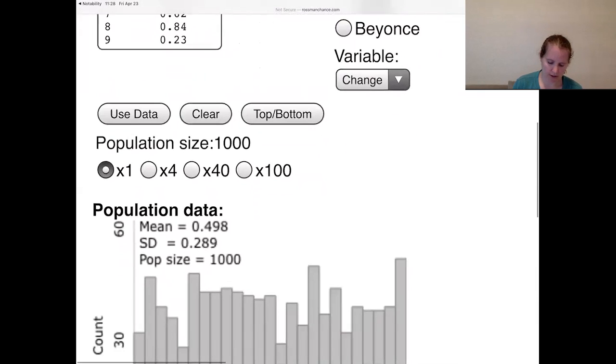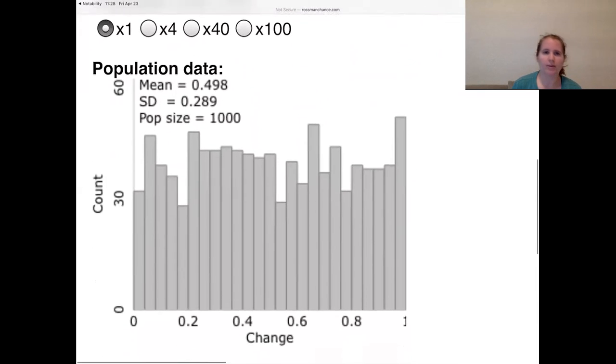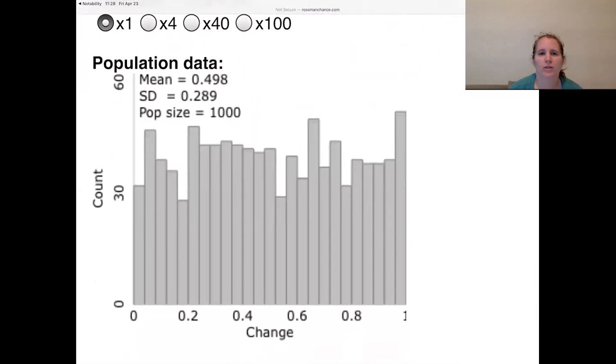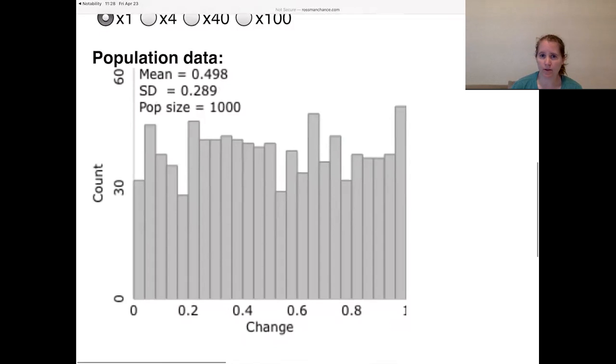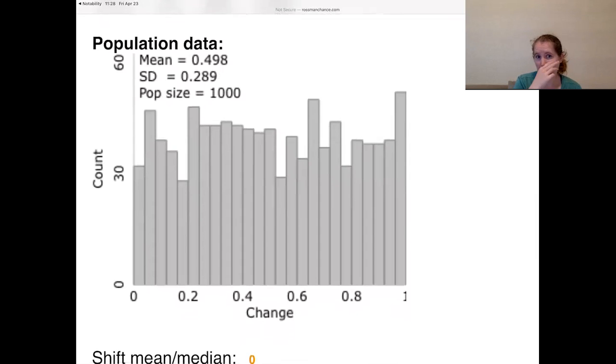So if we just study this population, the mean is 0.498, the standard deviation is 0.289, and there were 1,000 transactions. So here's a histogram of the distribution. It's relatively uniform. I mean, this is definitely not a normal distribution. There were plenty of transactions that had basically zero change and plenty of transactions that were very close to $1 in change.